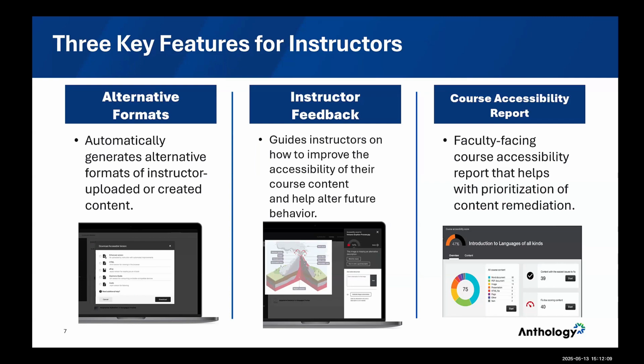So essentially, instructor feedback will provide an overall accessibility score, and then it will identify any accessibility issues detected in that one individual content item, a syllabus, for example. And then it provides the information on why it's so important to fix it, what it really means to have certain issues, and then how to address them.